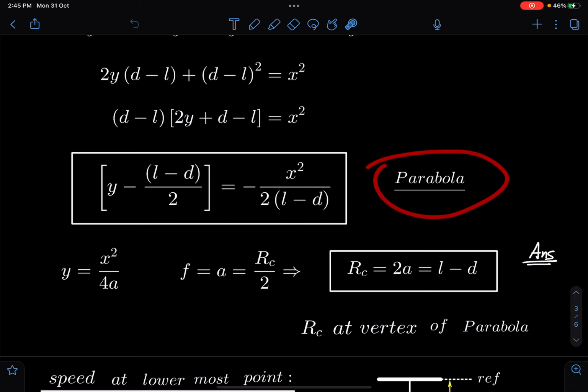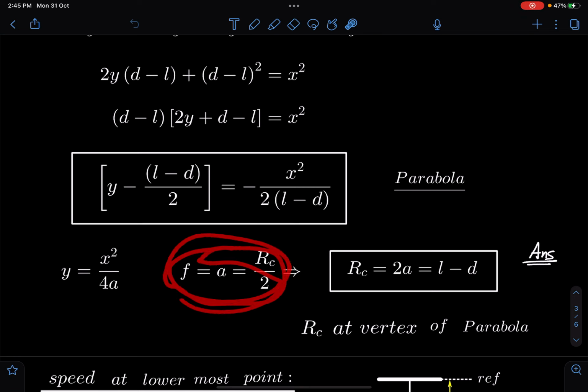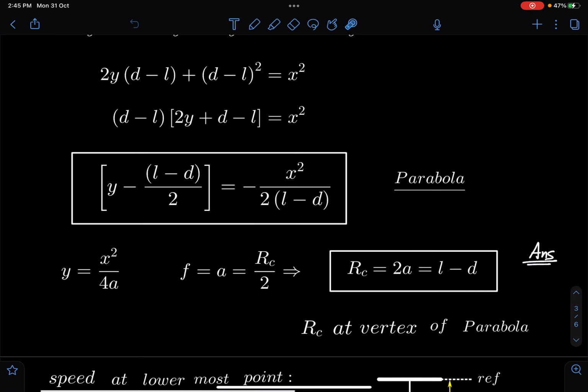So for the parabola, if we compare with y equals x square by 4a, then (a, 0) is going to be the location of the focus. So f is equal to a, this is the focal length, and that is going to be rc by 2. We use this result in mirrors also. Parabolic mirrors have a certain property, and the parabola too has that property.